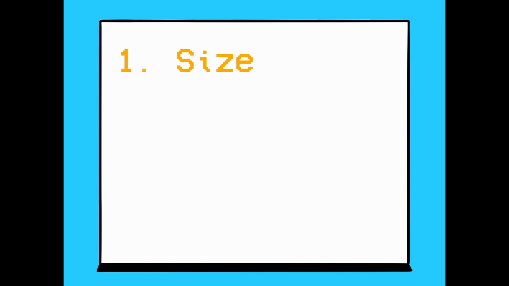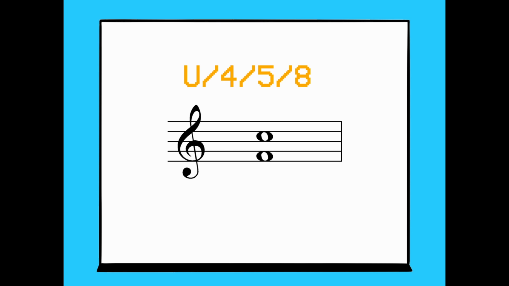The first step is always to determine the size, since that will inform your options of quality. The next step is to determine the key signature of the lower note and see how the upper note fits or doesn't fit. For unisons, fourths, fifths, and octaves, it's fairly simple. If the upper note fits in the key signature of the lower note, then it's a perfect interval.